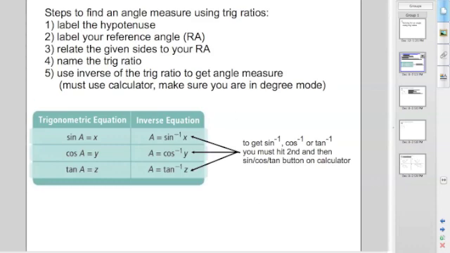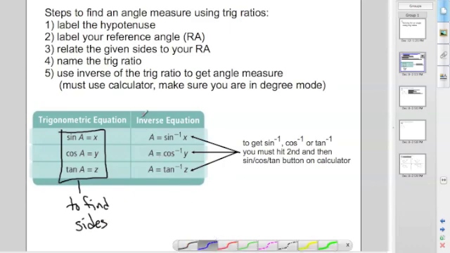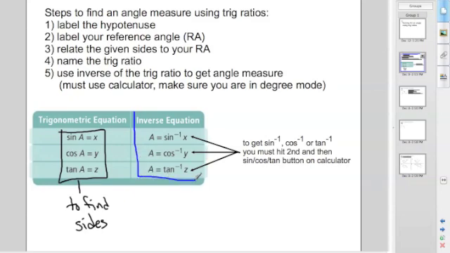In the previous video, we used these trig equations to find sides. Now we're going to use the inverse to find angles. The reason they're inverse is that the -1 means they're inverse.